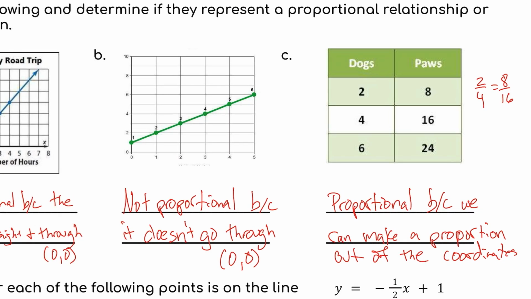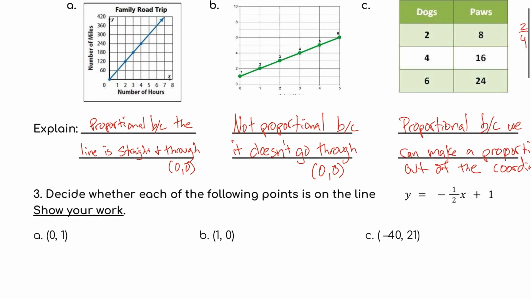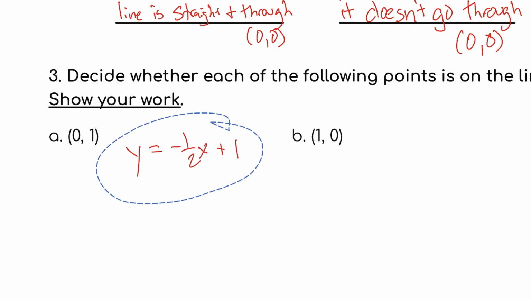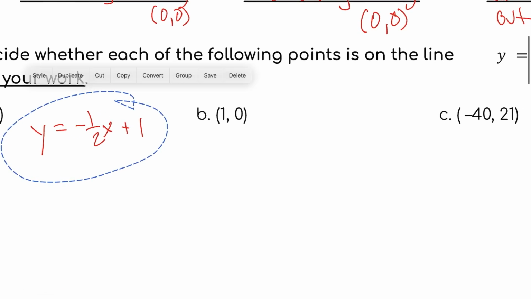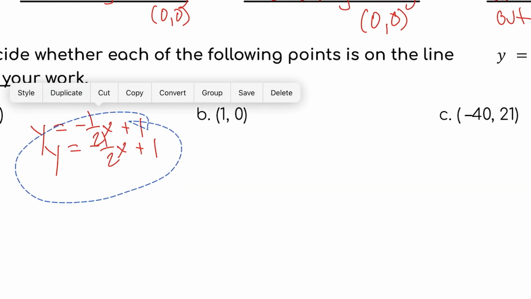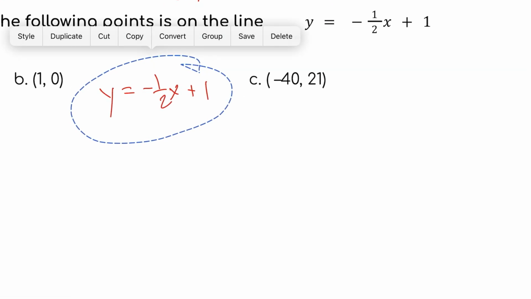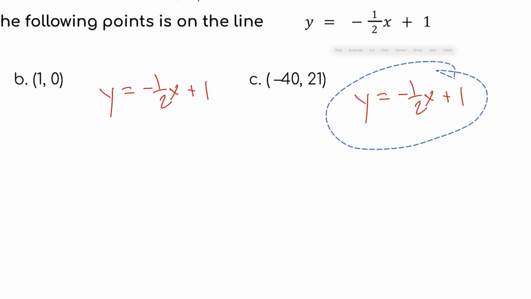So let's see here. Next one. Decide whether each of the following points is on the line y equals -1/2 x plus 1. So with each of them, you're going to plug the point into y equals -1/2 x plus 1. So I'm just going to, for my work, duplicate that a few times. I'm going to want it there, and then I want it over there.